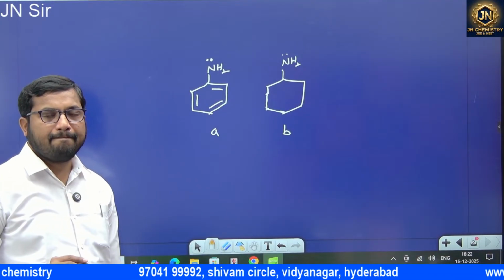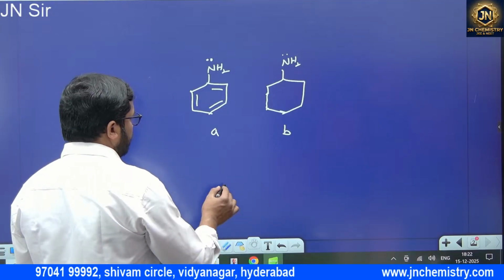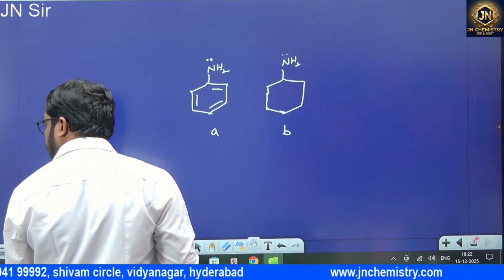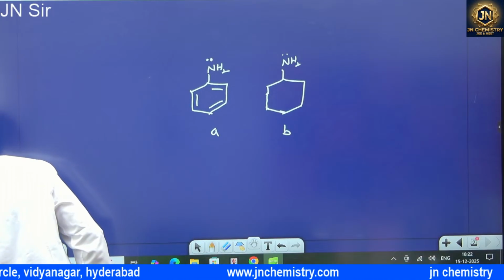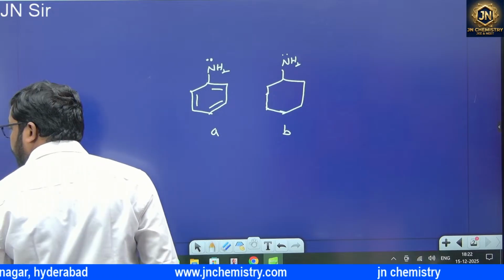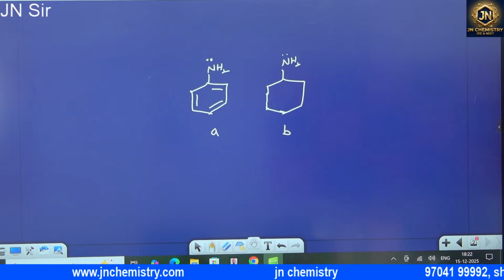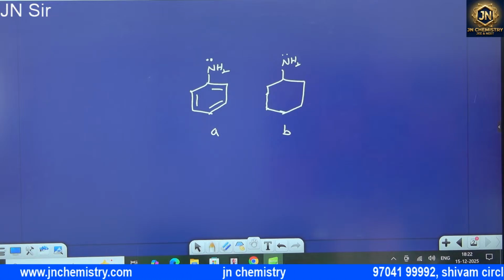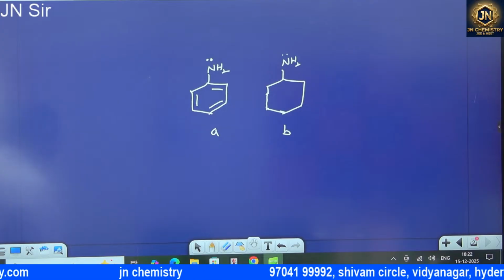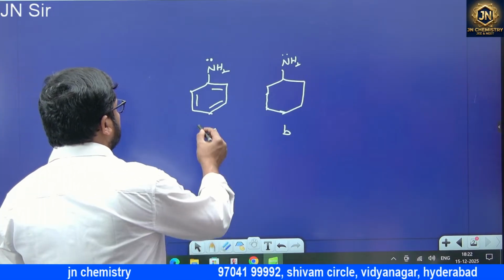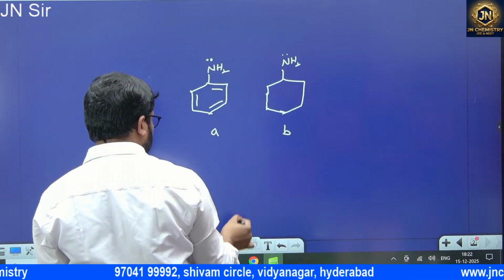Mukund? A and B, which is more basic? Imani? Tini? A and B, which is more basic? Rishikesh?